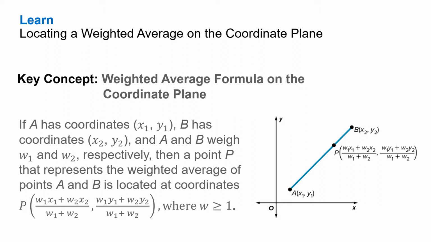and W2 respectively, then point P, that represents the weighted average of points A and B, is located at the coordinates P, W1 x1 plus W2 x2 divided by W1 plus W2, comma, W1 y1 plus W2 y2 divided by W1 plus W2, where W is greater than or equal to 1.